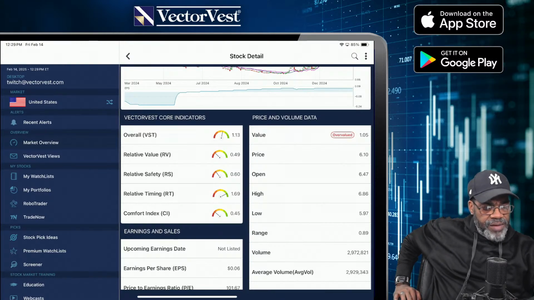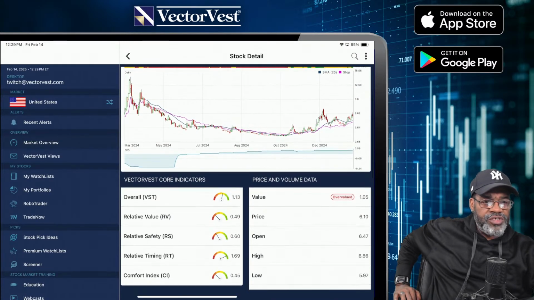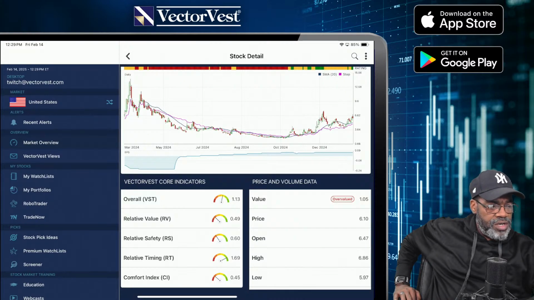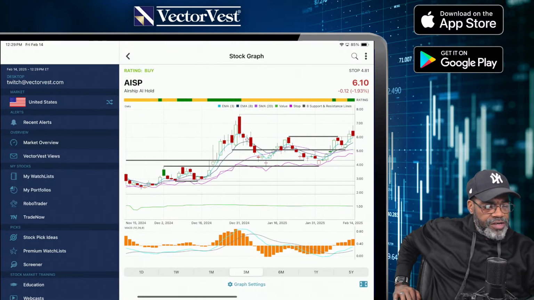RT tells me the stock's in an uptrend. CI tells me it is not resilient to downtrends. 3-month graph. RT tells me it's an uptrend. Today's a down day. I wouldn't buy on a down day.